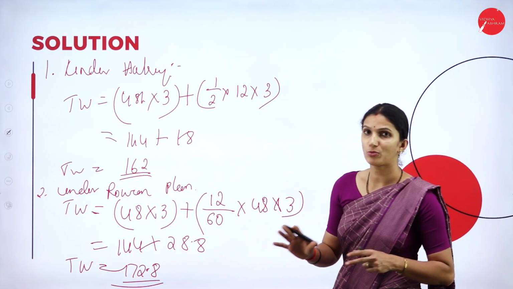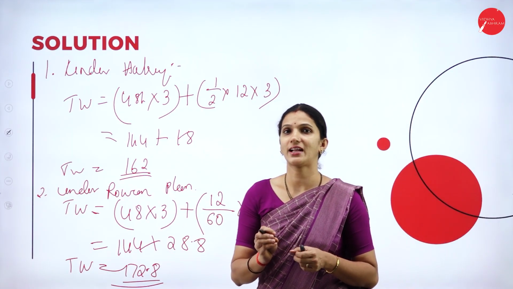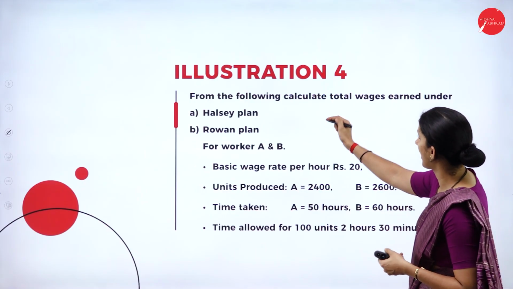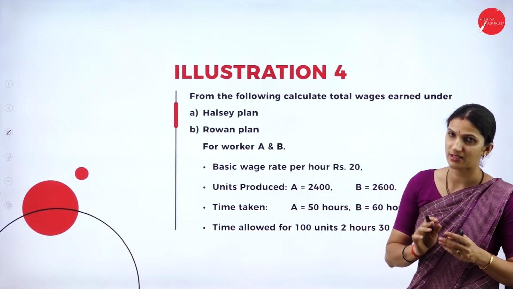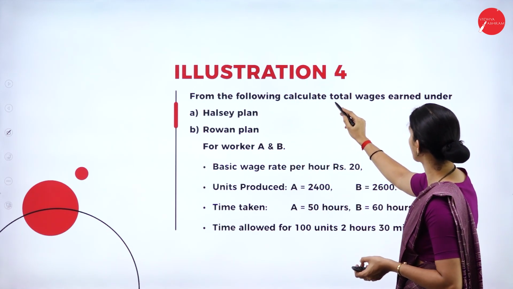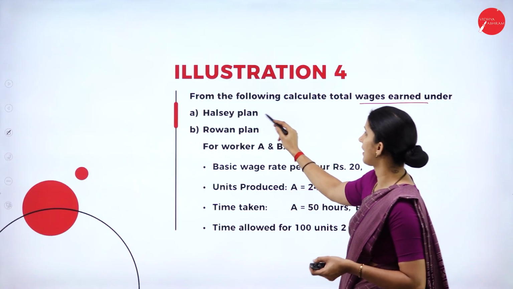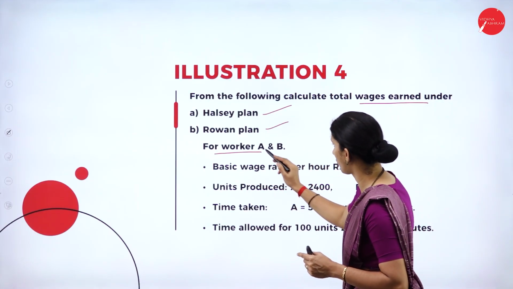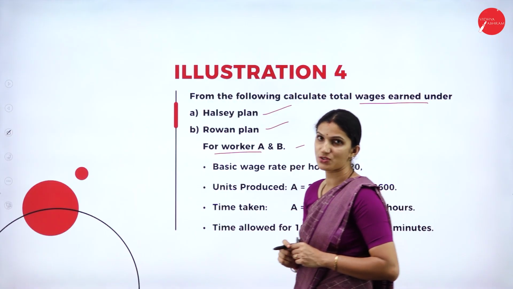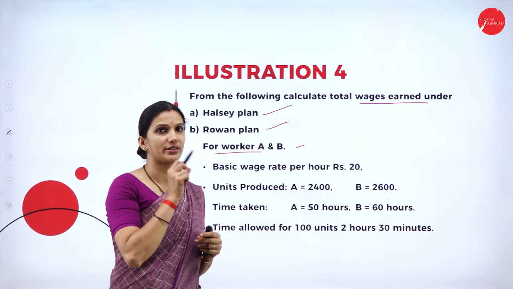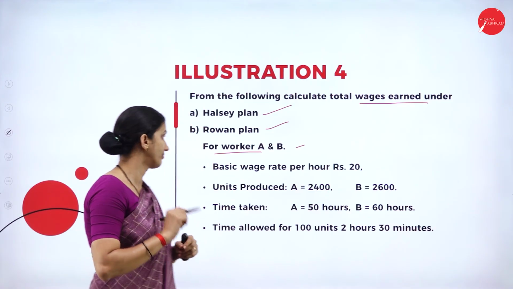All the things are the same, only the calculation has slight differences in the standard time here. In the next question you again have one more change, the same type of change. We will see that. From the following, calculate the total wages earned under Halsey's plan and under Rowan's plan for both the workers, A and B. So for both workers you have to calculate the total wage under Halsey's and under Rowan's plan.